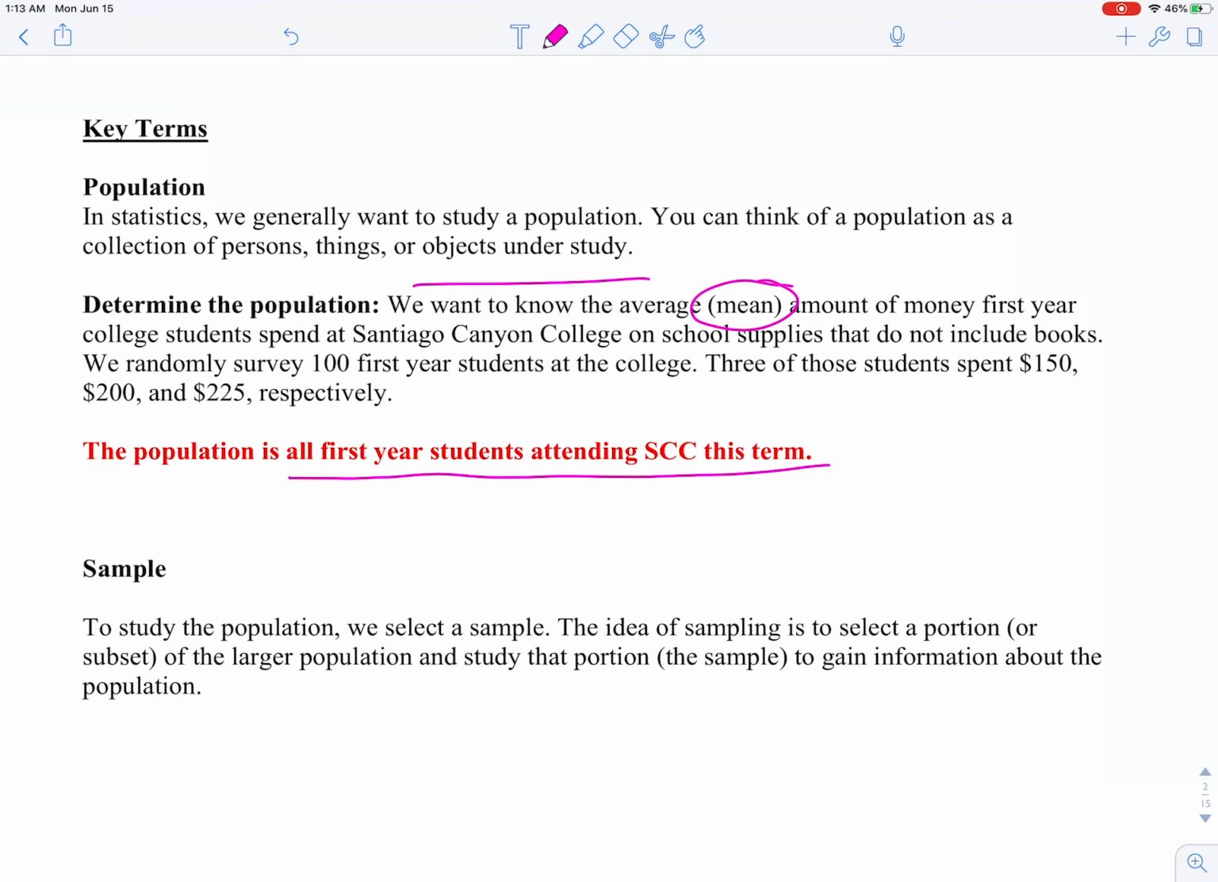I don't know how many SCC students there are, but I think there's somewhere around 12,000. It'd be very tedious, and you're probably not even going to get all 12,000 people to answer a survey about how much they spent, not including books. But if you do a proper sample, and the keyword is proper sample, then we can use a proper sample to estimate the population data. All right.